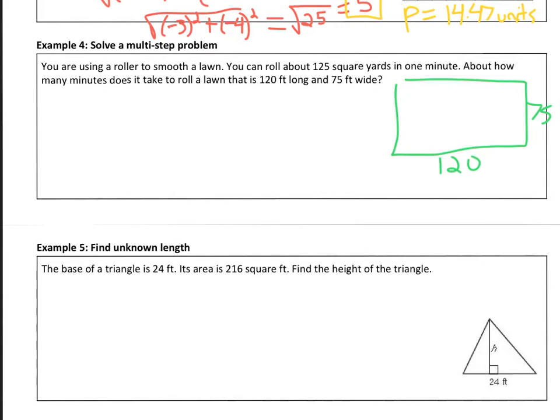So using that roller, I'm going up and down that lawn and rolling every square foot of that lawn. So when I think about this, I can roll 125 square yards in 1 minute. Key term, square yards there. How many minutes does it take to roll a lawn that's this big? Well, it might be helpful to find that area. So first I'm going to find the area because I know I'm dealing with square yards. So I want to know how much area I've got to cover. So 120 times 75.